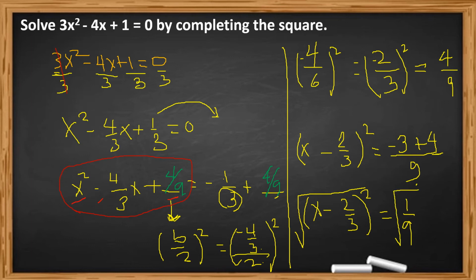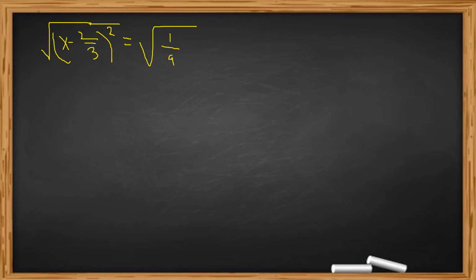Okay, we ran short on space, so let's continue here. So our expression, x minus 2/3, quantity squared, equals square root of 1/9. So we can now cancel out the square root and the square.